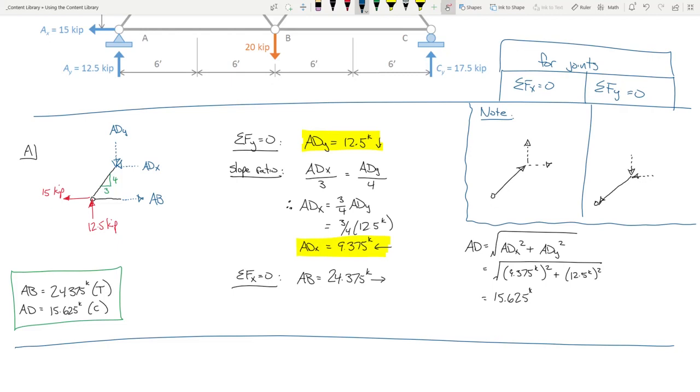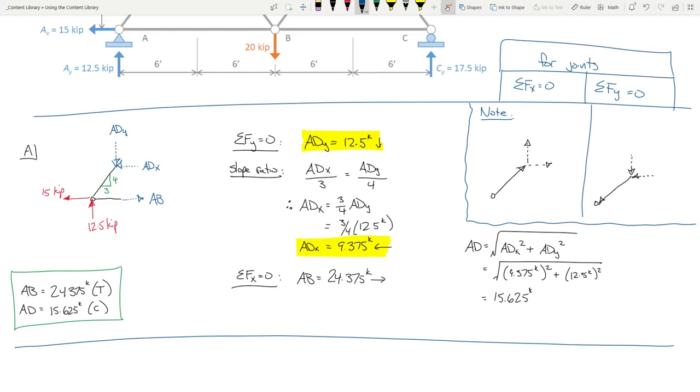So we have a horizontal and vertical component here. We looked at our unknowns and said it makes sense to use the sum of forces in the y direction first. So we'll do that first. That's 12.5 kips going up, which means that's 12.5 kips going down. Then, if we know the vertical component, we can determine the horizontal component using the slope ratio.